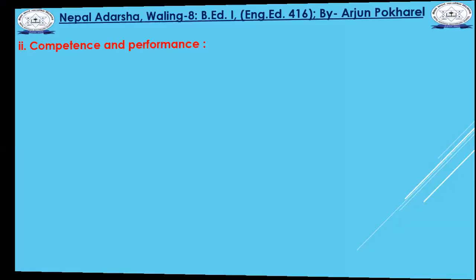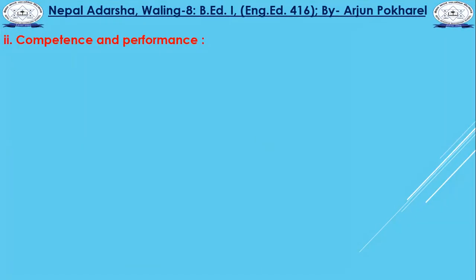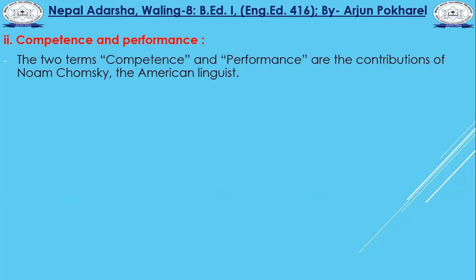Okay, now I can move to the next one. Competence and performance. The concept of competence and performance is the same as the knowledge of langue and parole. They are more or less similar to langue and parole of Ferdinand de Saussure, though the terms competence and performance were coined by the American linguist Abraham Noam Chomsky. These are the terms of Noam Chomsky, competence and performance, but langue and parole are the terms coined by Ferdinand de Saussure. That's why the two terms, competence and performance, are the contributions of Noam Chomsky, the American linguist.